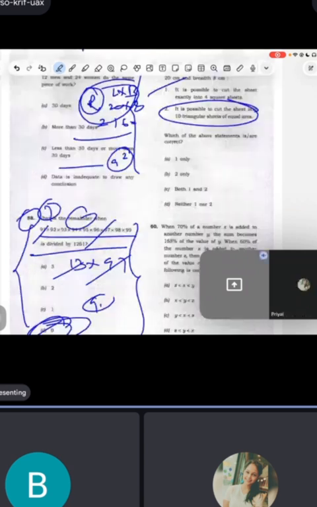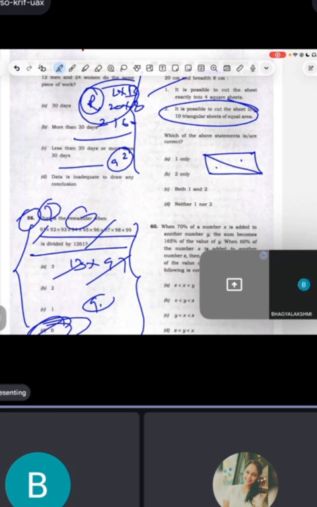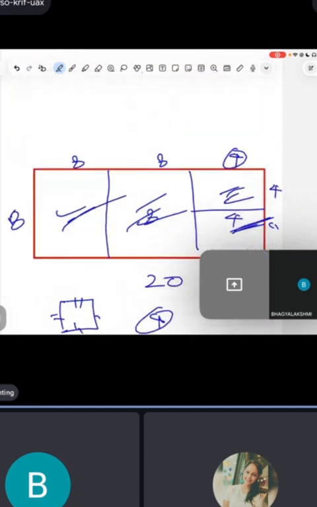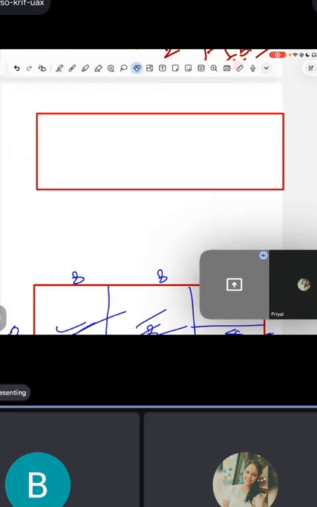Guys, let me clear one thing first. In one rectangle, you will get two equal triangles, one and two. Any doubt here? No. In one rectangle, right? You will get two equal triangles, one and two. So then let's try to fit it.